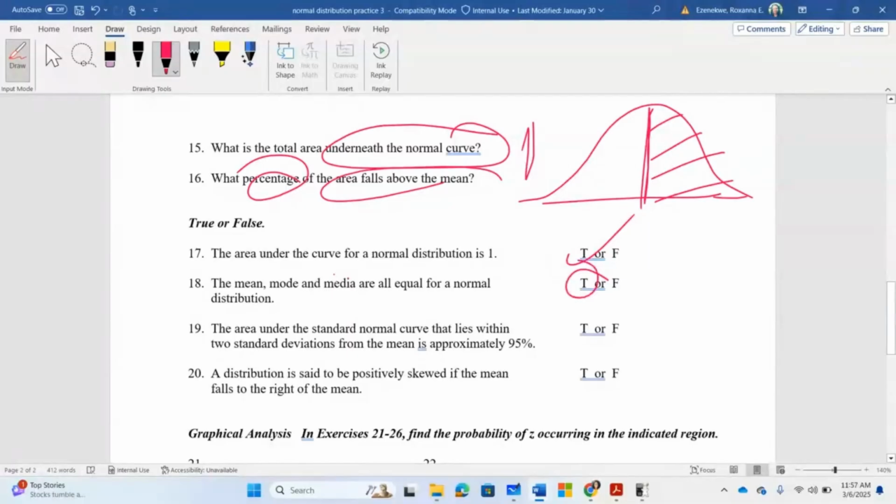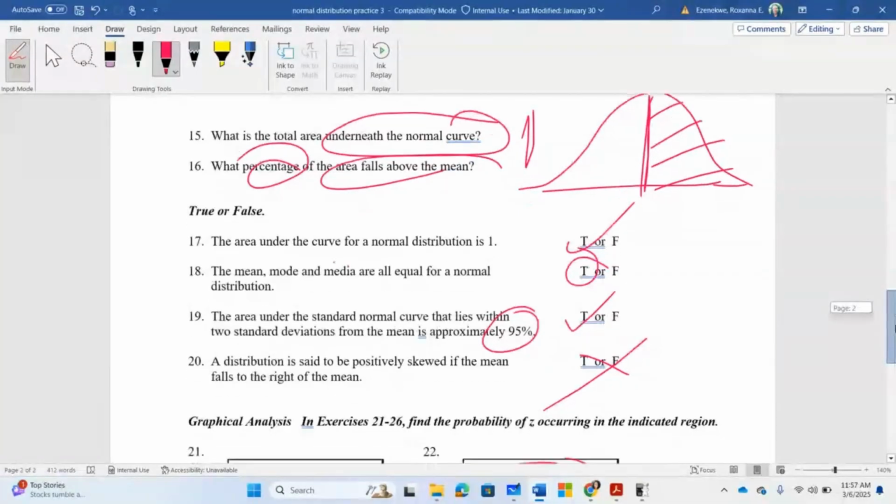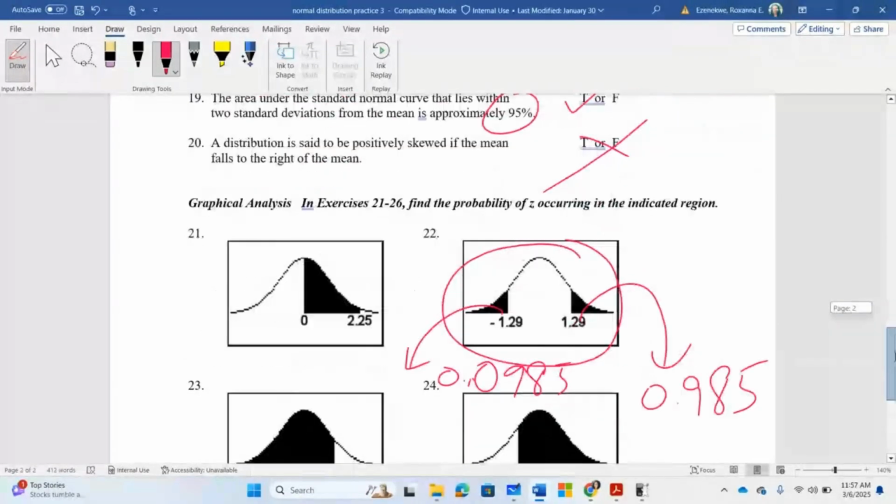Approximately, the area under the standard normal curve that lies within 2 standard deviations from the mean is 95%. It's true. A distribution is said to be positively skewed if the mean falls to the right of the median, not mean and mean. Okay, these are just simple questions, but I want to make sure you know it.